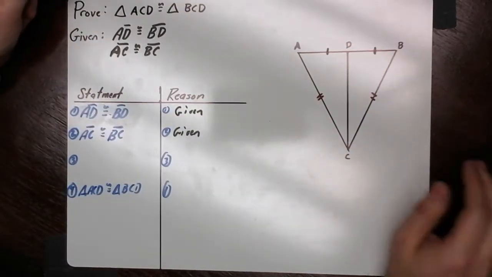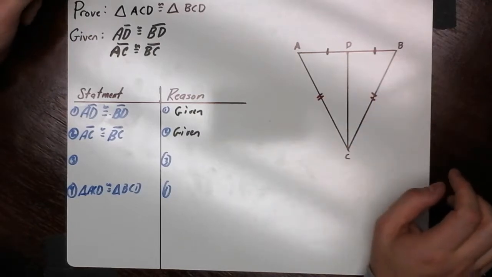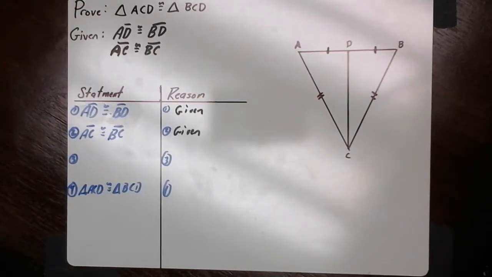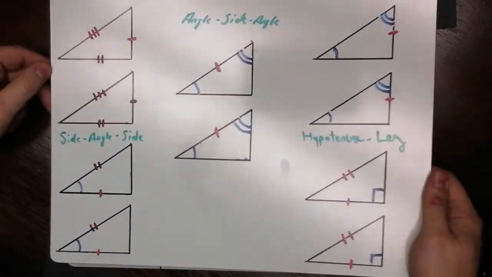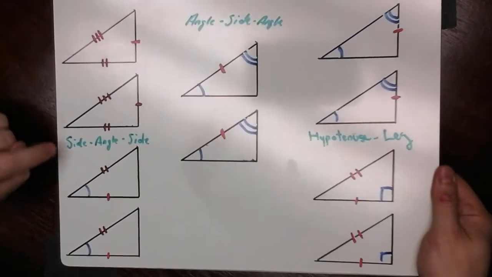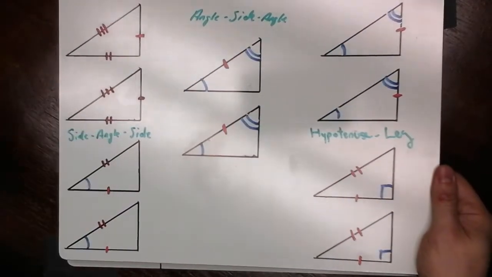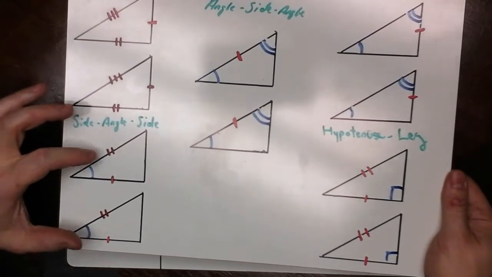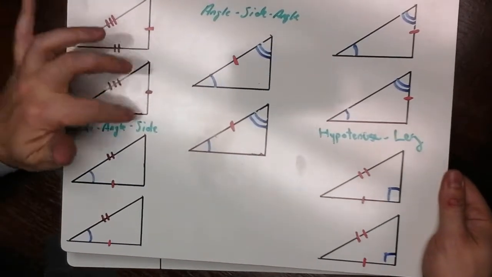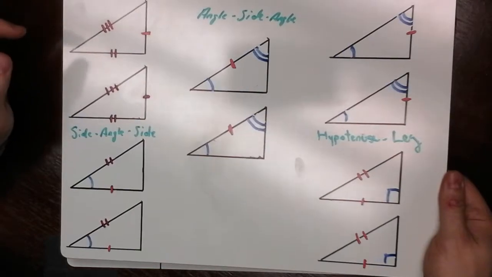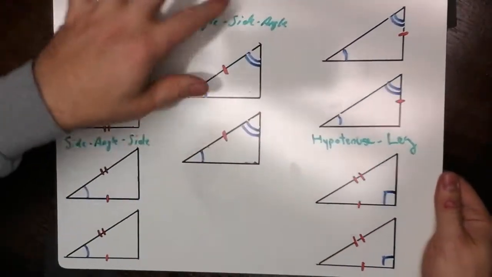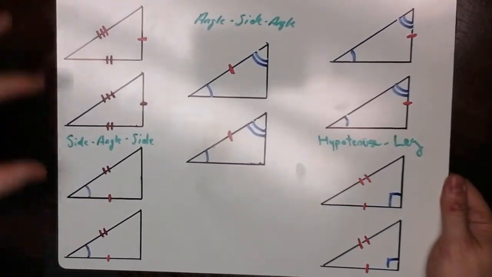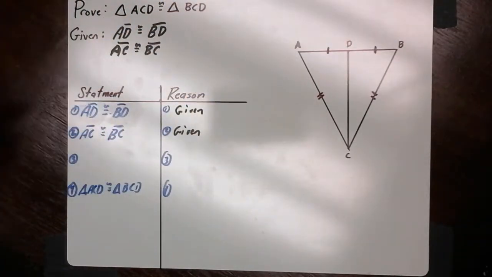Okay, now I'm given two sides of a triangle, and I want to prove that the triangles are congruent. So I have a choice. Looking at my postulates, if I have two sides, my choices now are to either use side angle side, where I have two pairs of sides and a pair of angles congruent to each other, or I have three pairs of sides that shows that these triangles are the same. So all of these others are out. I don't have a right triangle, and I don't have two pairs of angles. So I have to shoot for one of these two postulates.